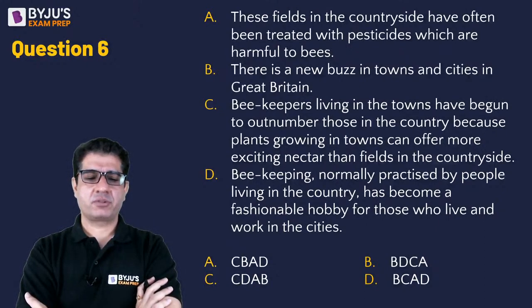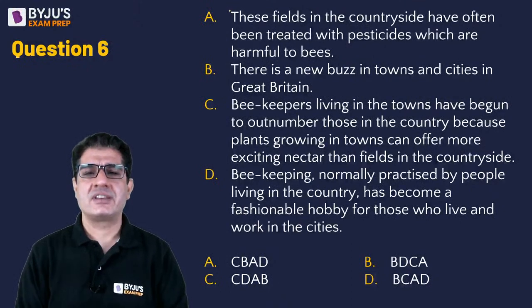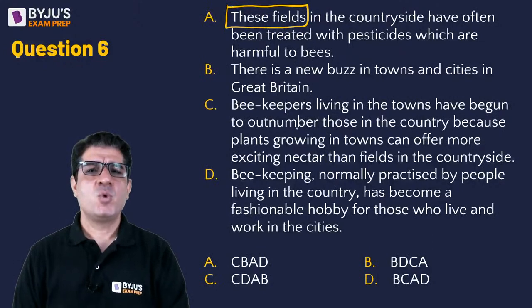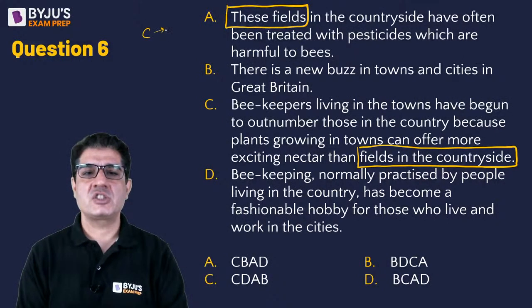Okay, all right. So we have 4 answers so far. That makes it 6. Okay, so let's start with the question. These fields in the countryside, where is the noun for it? The only place where you have a noun for it is sentence C. So can I say that we need to have this?